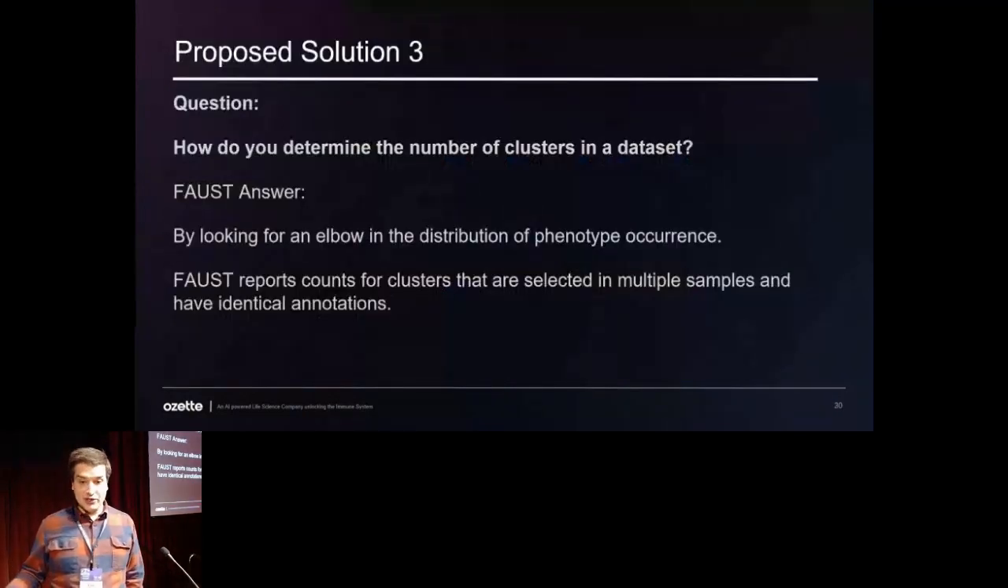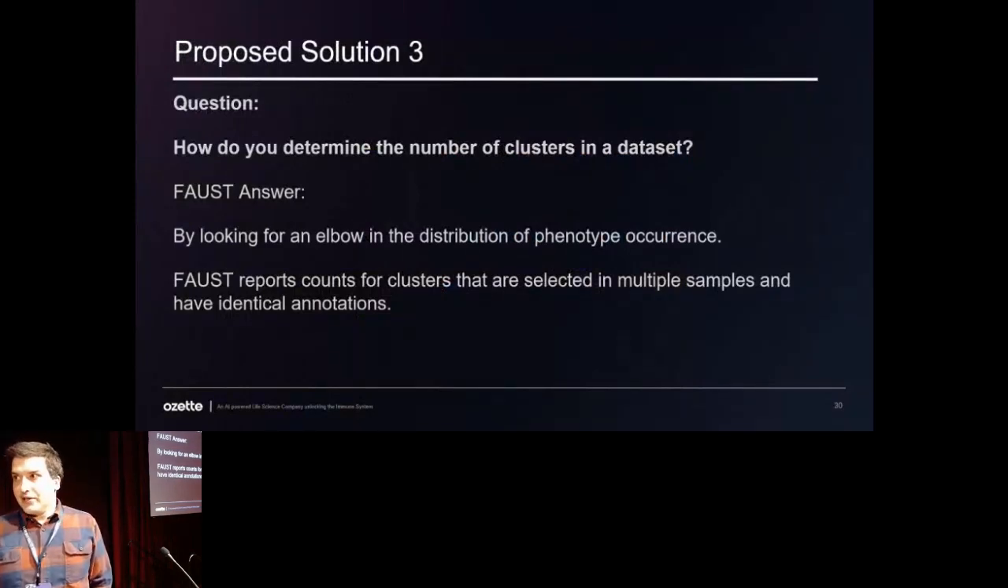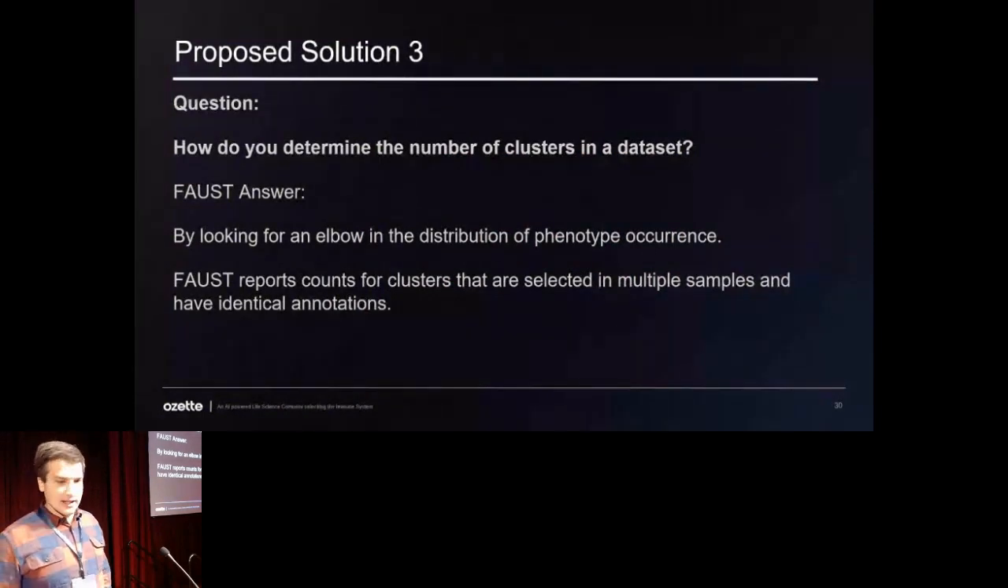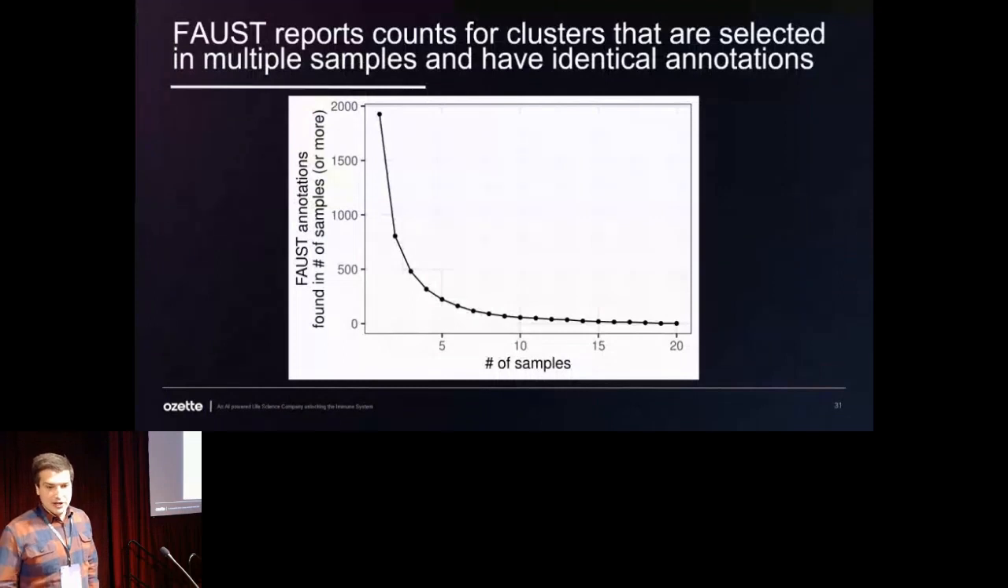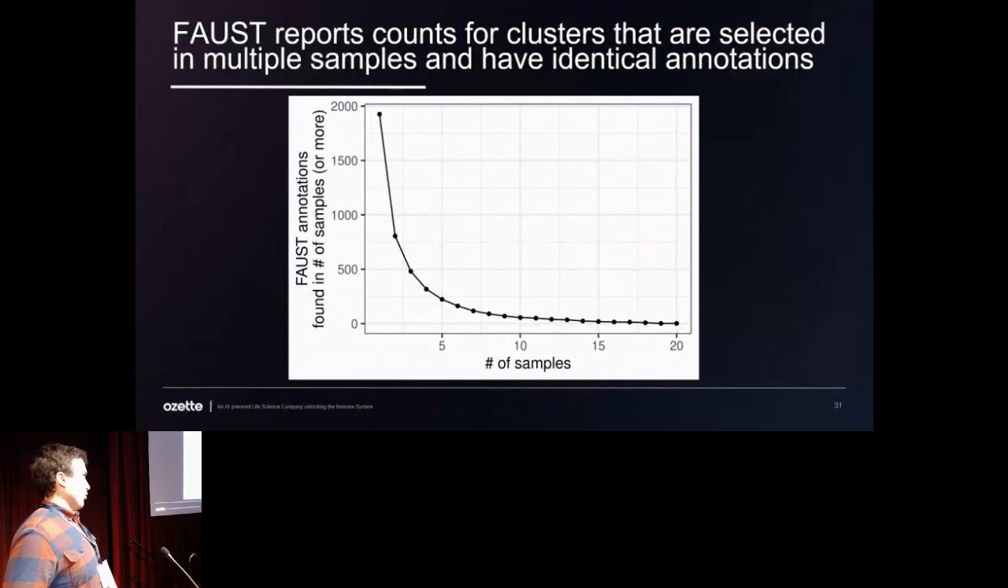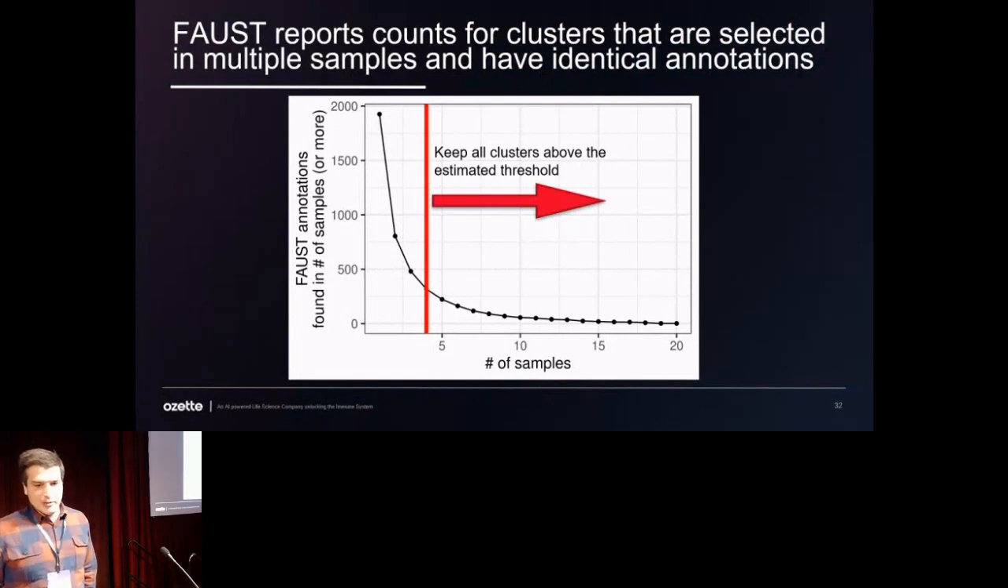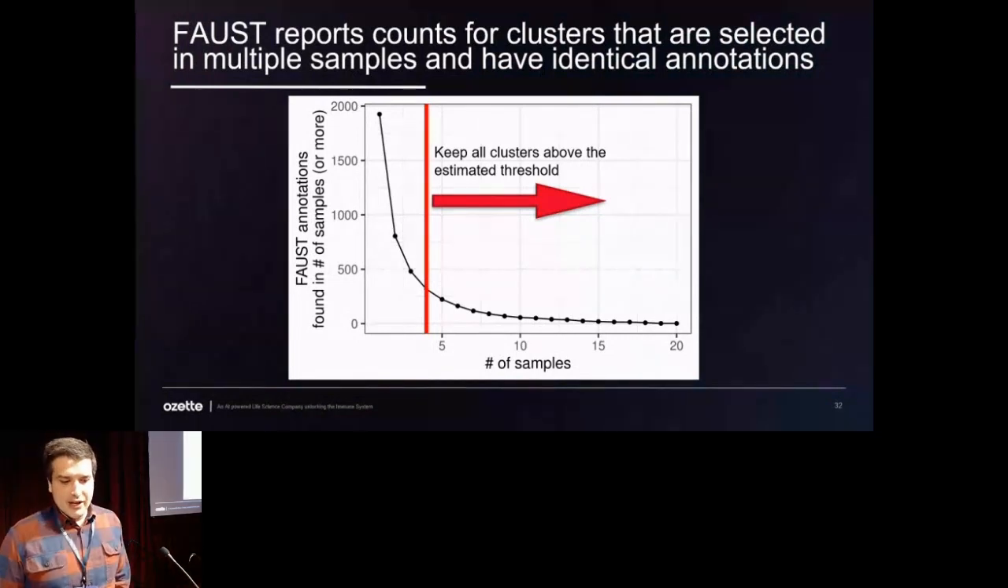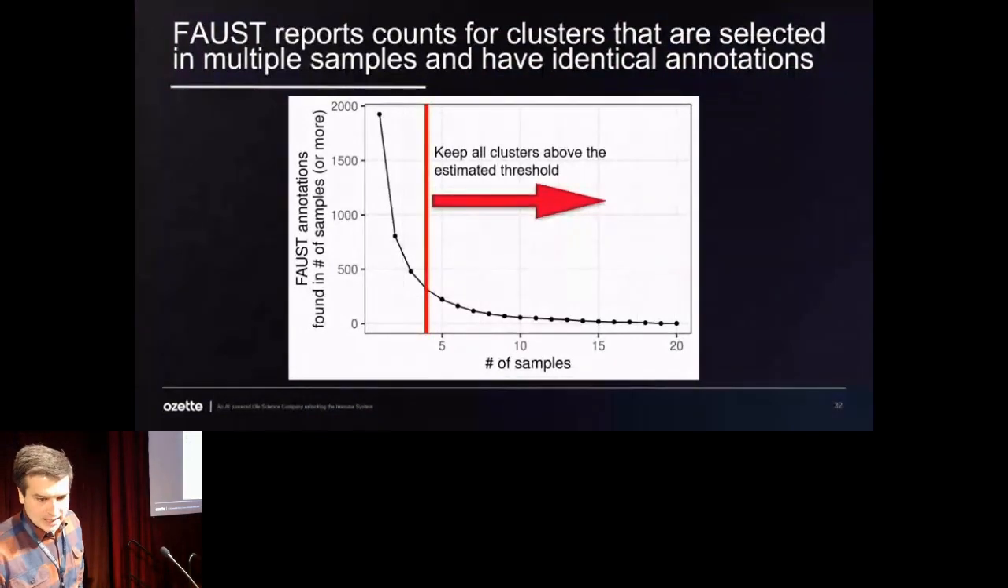So returning to the third question I posed earlier, how do you pick the number of clusters? Faust uses the following heuristic. It looks for an elbow in the curve describing how frequently annotations appear across experimental samples. And so here's a concrete realization of that curve. From it, you can see that almost 2,000 annotations appeared in one or more of the samples. But as you start demanding that annotations appear with more and more frequency, there's rapid decay of the curve. And when you start to look at, say, annotations that occur in 11 or more of the samples, only 50 annotations meet that criteria. And so the default estimate of the number of clusters is to estimate the elbow, and that value at the elbow is the number of clusters Faust will report.